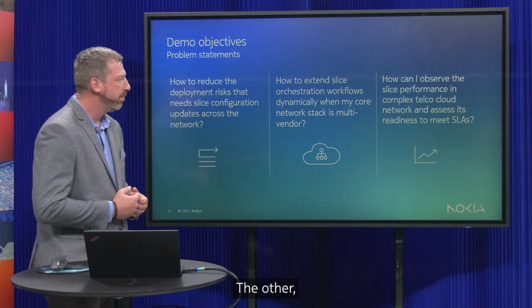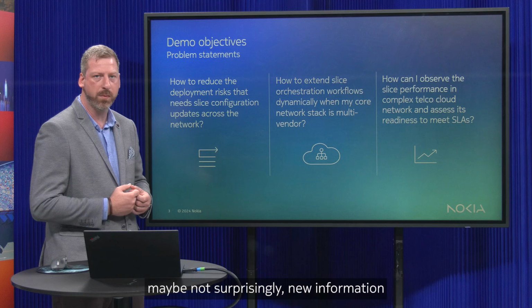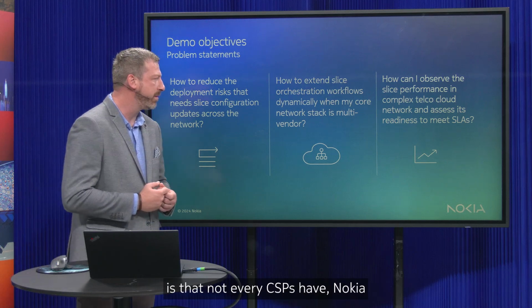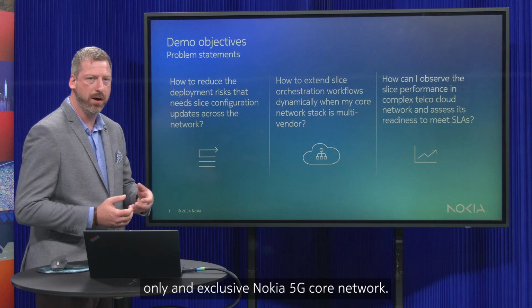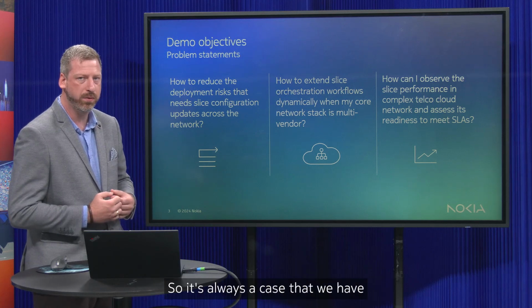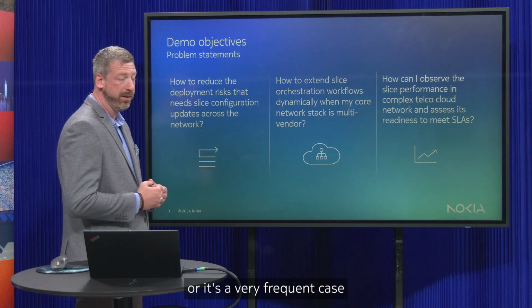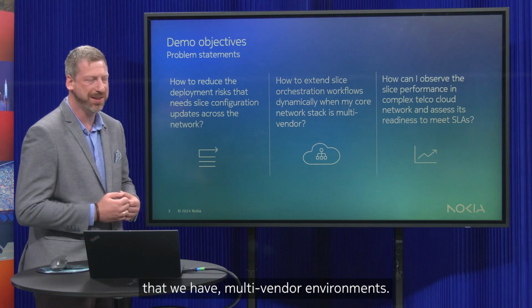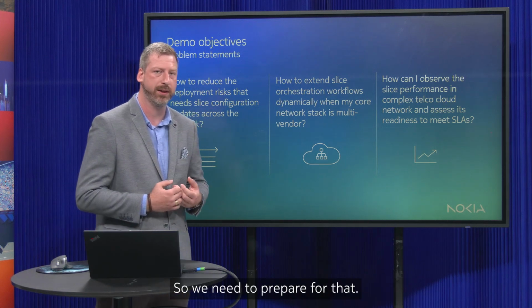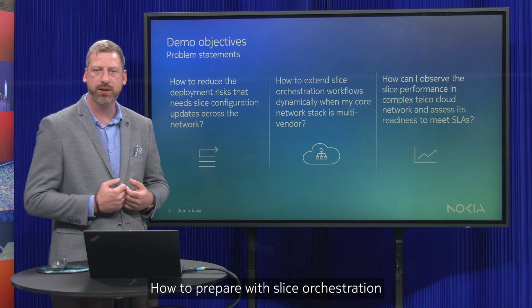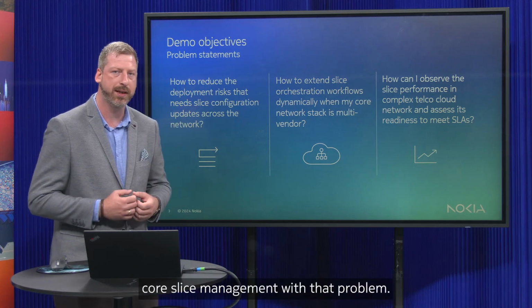The other, maybe not surprisingly new, information is that not every CSP has an exclusively Nokia 5G core network. It is a very frequent case that we have a multi-vendor environment, so we need to prepare for that. How to prepare for that problem with slice orchestration and core slice management.